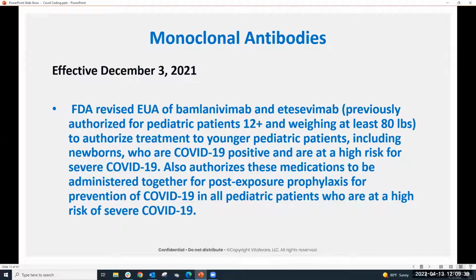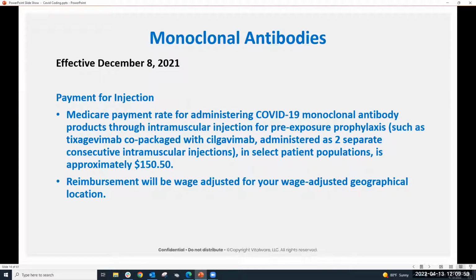This revision also authorized these medications to be administered together for post-exposure prophylaxis for prevention of COVID-19 in all pediatric patients who were at high risk for COVID. So effective December 8th, 2021, Medicare set the payment rate for administering COVID-19 monoclonal antibody products through intramuscular injection. And this is for pre-exposure prophylaxis. And that payment rate was set at $150.50. And just to note, reimbursement will be wage adjusted for your geographical location.